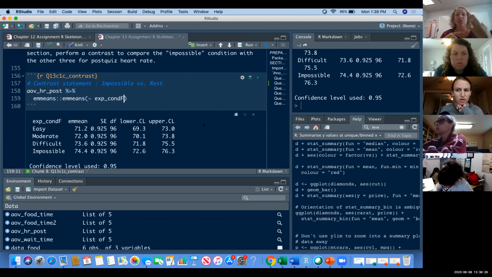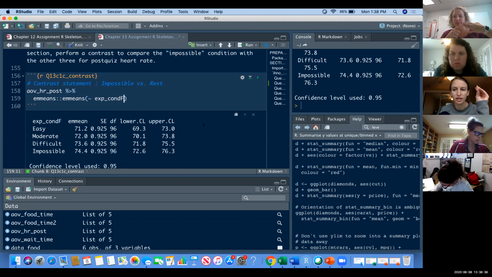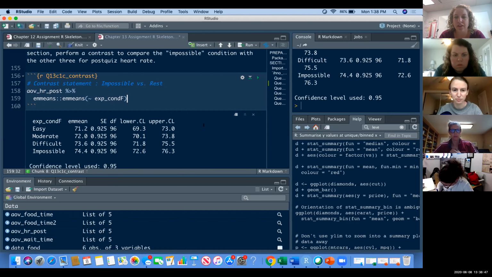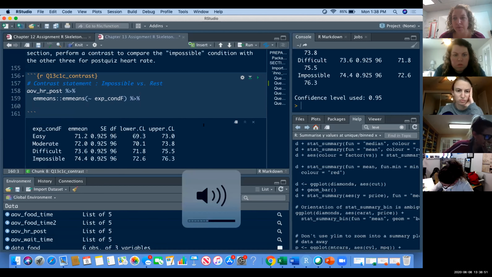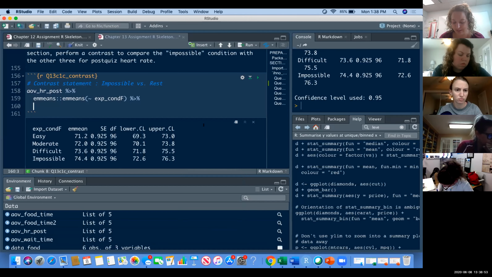So how are we going to do our weights if we have the 1st, 2nd, and 3rd together compared to the 4th? What's one way we could do our weights? Could you do -1, -1, -1, and then +3? That is totally cool. So let's do that. Put a pipe at the end of this line. And then it's EM means double colon contrasts.